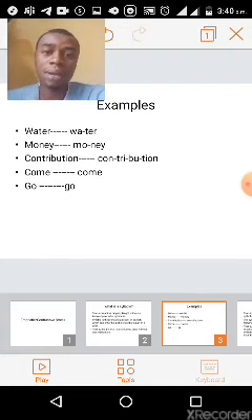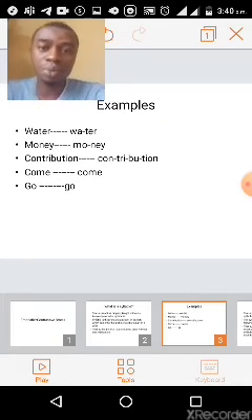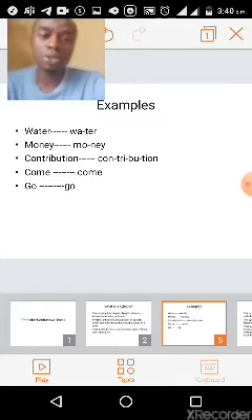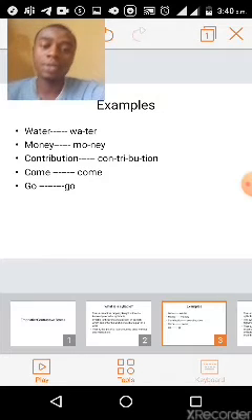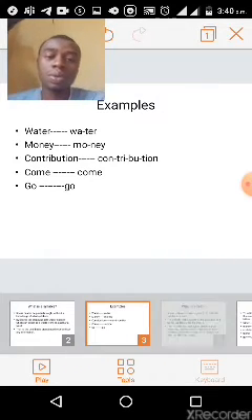We'll go to the next one. Money. You can see there are two syllables in money. Then the third one, contribution. You can see that we have four syllables in contribution. That is, the units of sounds, there are four. Then we have the next one. Come, just one syllable, and it's a word. Then we have the next one, go.